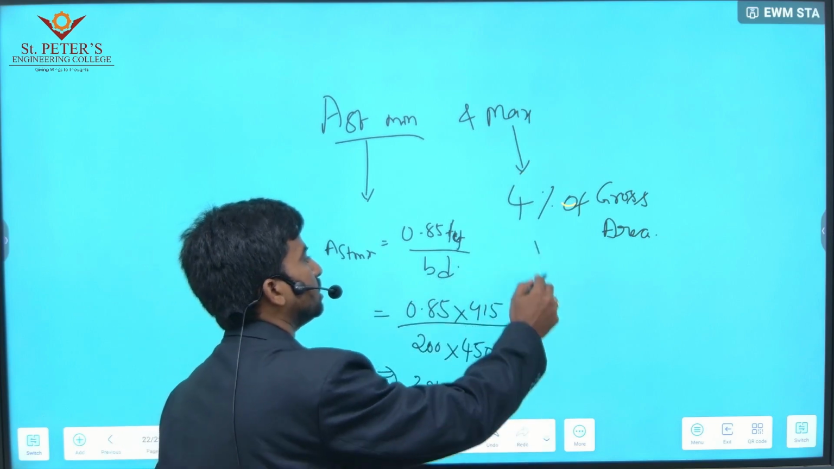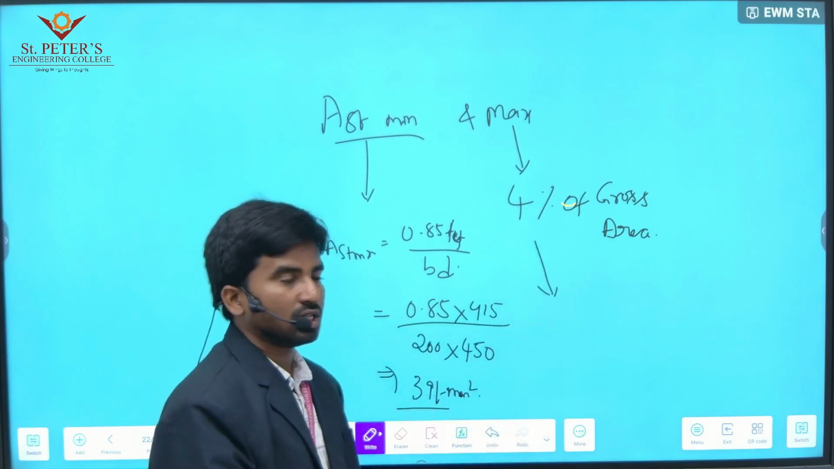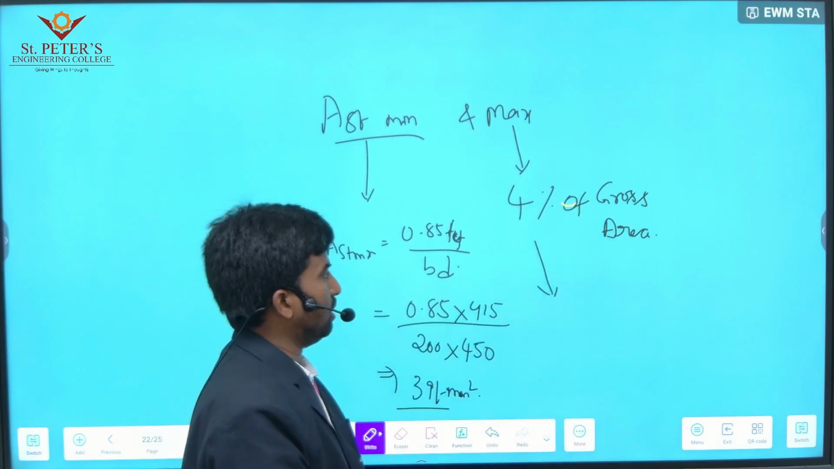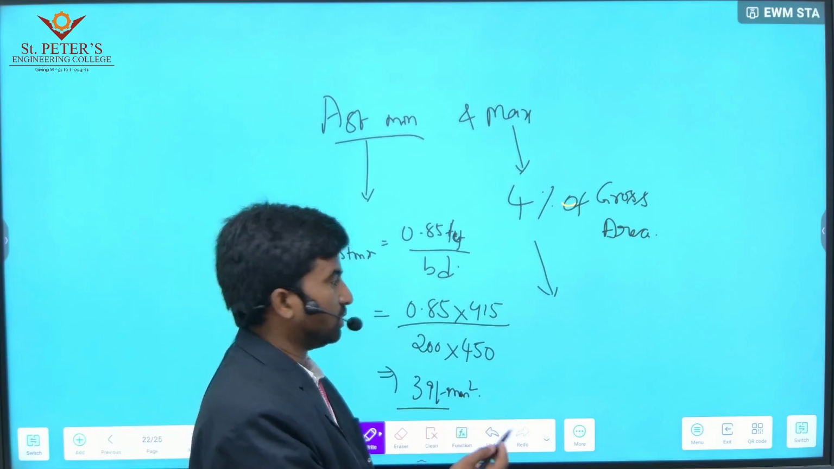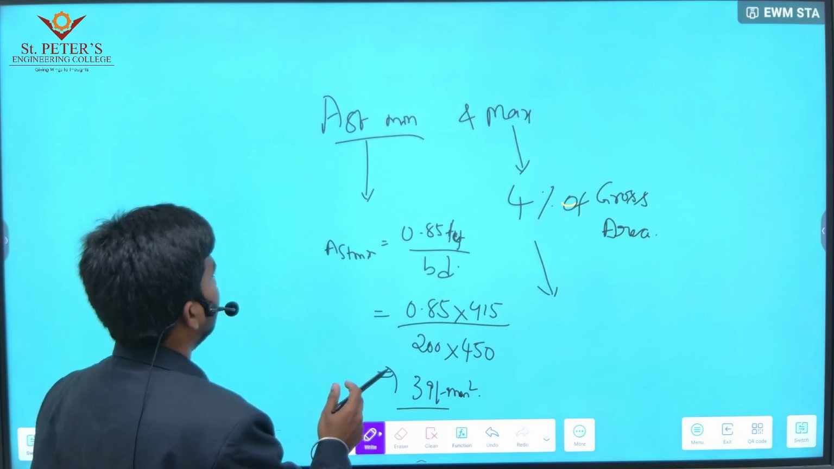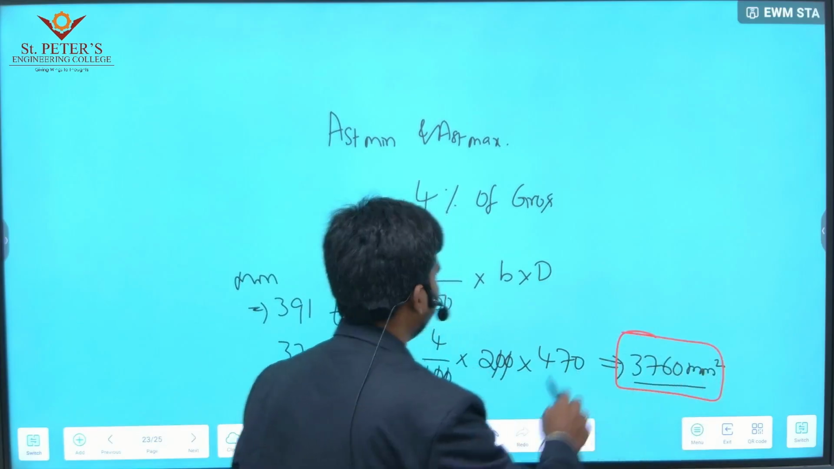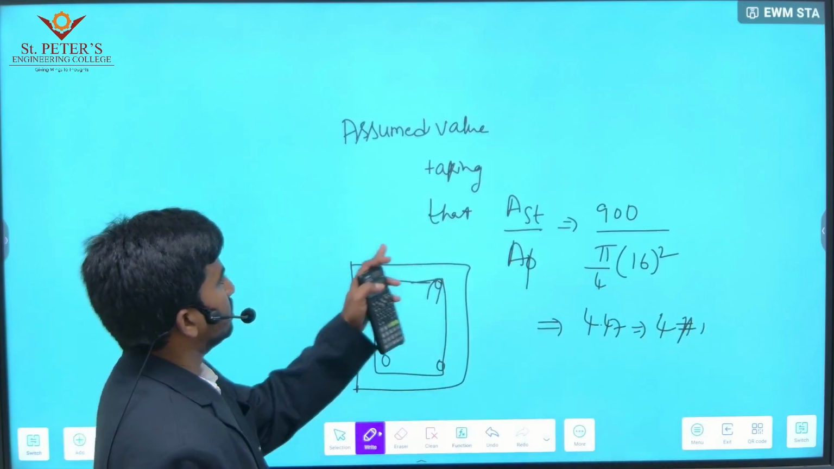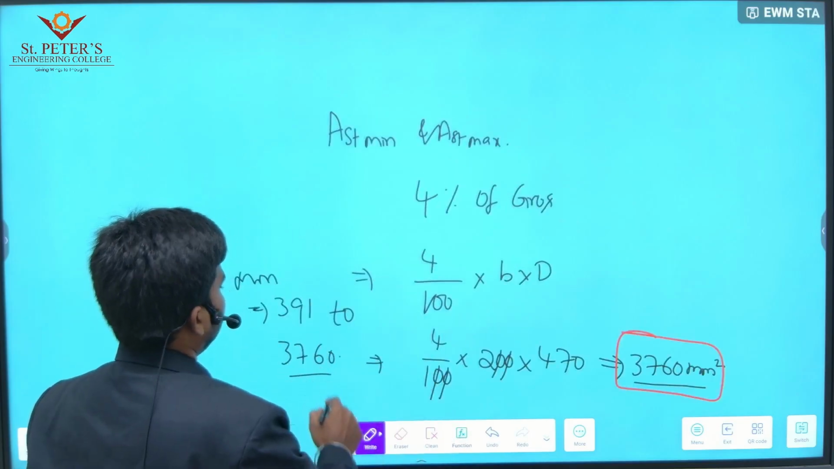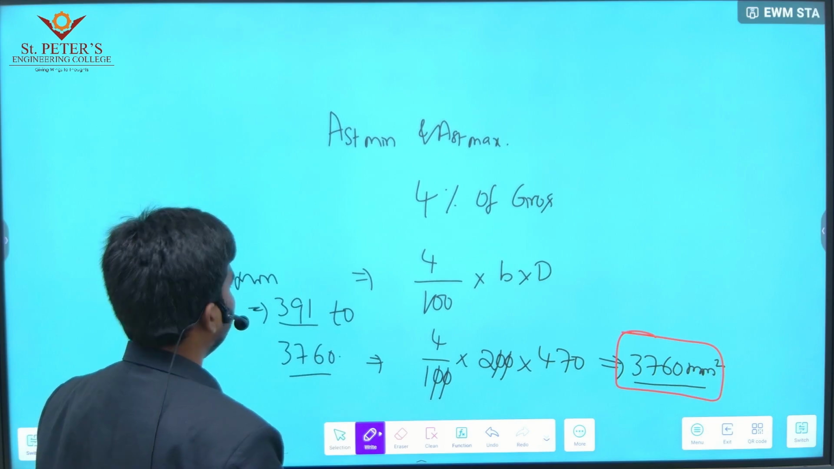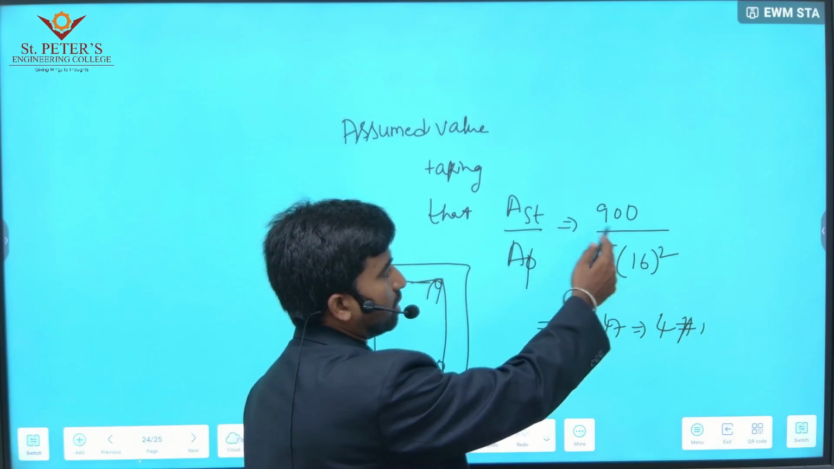Maximum area of steel, from the same IS 456 code book, is 4% of gross area. Gross area is nothing but total area. Here the section is a rectangle, so the area is length into breadth. So the maximum value is 3760. So I assume that value, and the minimum value I am also considering, 391 to 3000. I am considering the value Ast is 900.